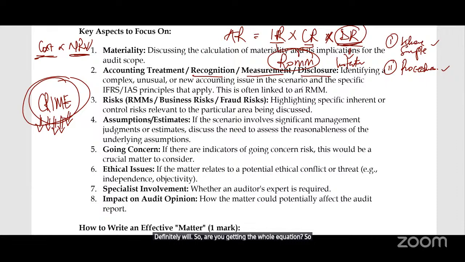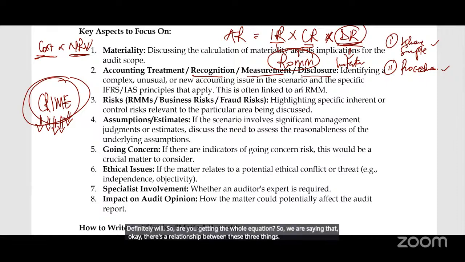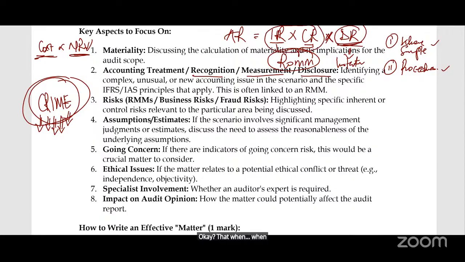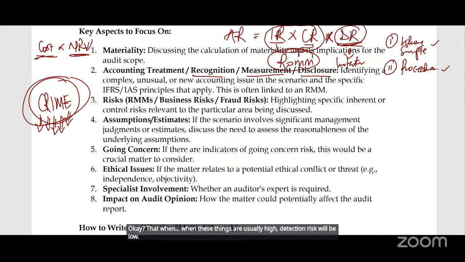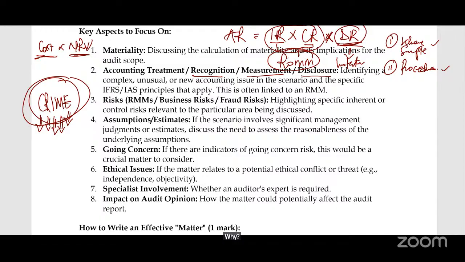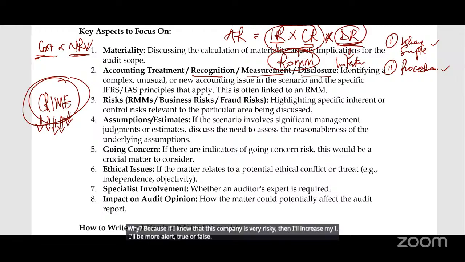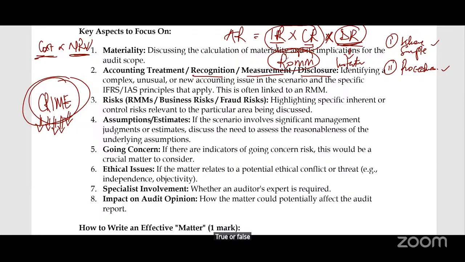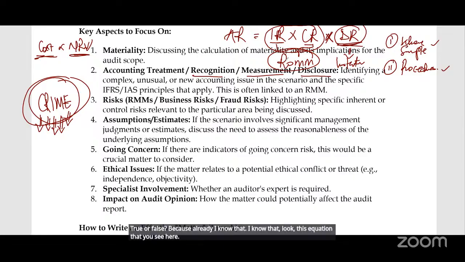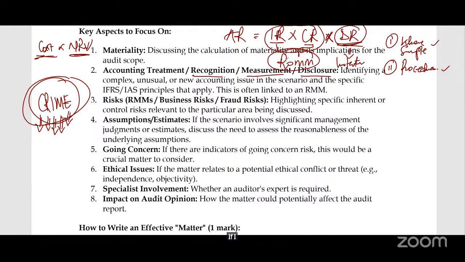So we are saying that, okay, there's a relationship between these three things, okay? That when these things are usually high, detection risk will be low. Why? Because if I know that this company is very risky, then I'll increase my eye. I'll be more alert. True or false? Because already I know that, look, this equation that you see here, people don't apply it the right way. Let me explain. If I know that this company is risky, that means they have high control risk, high inherent risk, then it is obvious to spot errors, right? So you can say detection risk will be low.